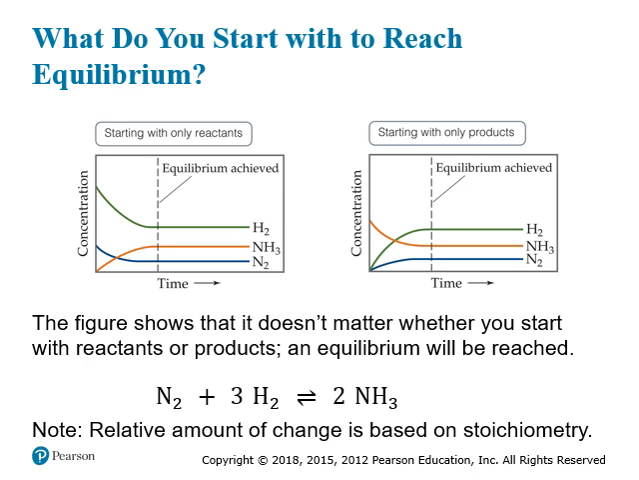Similarly, if we start out with nothing but ammonia, as is indicated in the right-hand image, and no nitrogen and no hydrogen, we're going to see nitrogen formed. We're going to see hydrogen formed as a result of ammonia decomposing. And those concentrations are going to change up until equilibrium is reached. Now let's take a look at that relationship, the relationship that we called the equilibrium constant.